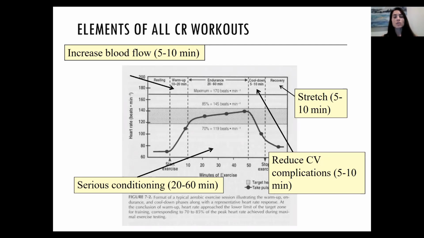So on the x-axis, you can see the start of exercise, 10 minutes into exercise, 20 minutes into exercise, 30, 40, 50, and then the stop. And on the y-axis, what you see is heart rate. Okay, so that goes from 60 beats per minute all the way up to 200. And so what you can see is the individual's resting heart rate.